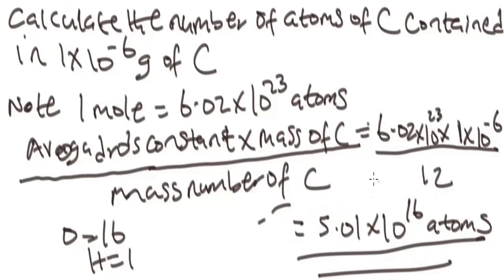So that is the number of atoms of carbon contained in 1 times 10 to the power -6 gram of carbon. So guys, this basically can solve problems involving mole. We looked at mole, how to calculate molar mass, how to calculate percentage by mass of an element in a compound, and then problems involving Avogadro's constant.